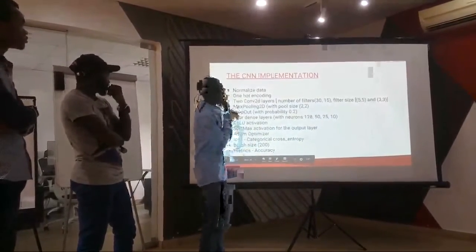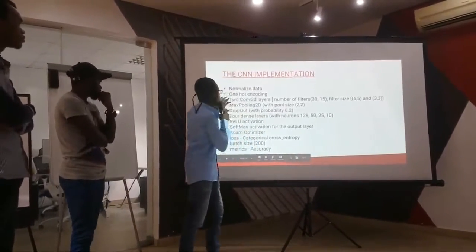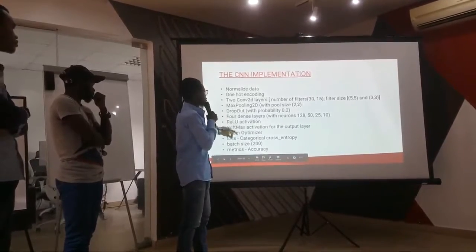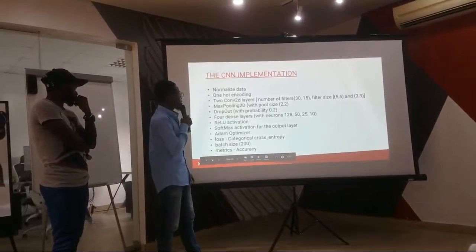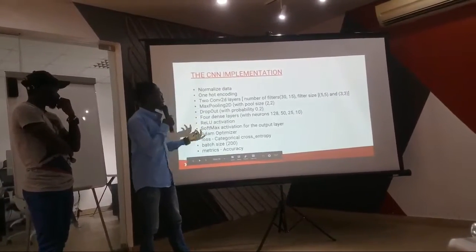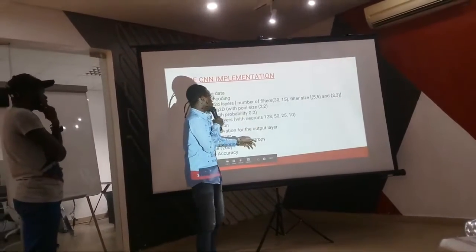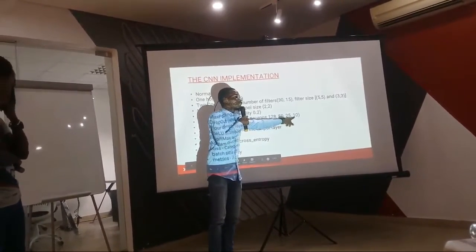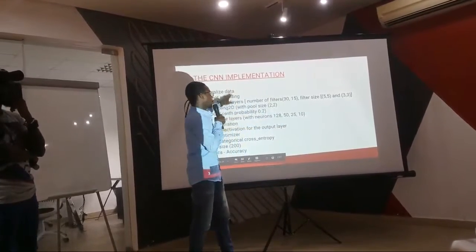We use max pooling with a pool size of 2 by 2, so it takes the maximum of each pool. We added dropout with a probability of 0.2 at training, and at testing it will be 1. We added 4 dense layers, just like the fully connected layer, with 128 neurons for the first one, then 50, 25, and 10 for the last one, because the last one has output between 0 and 9.